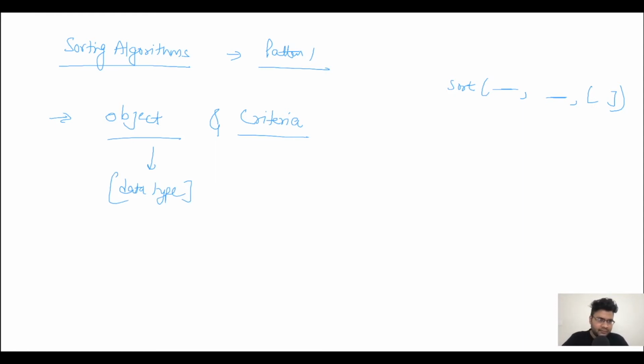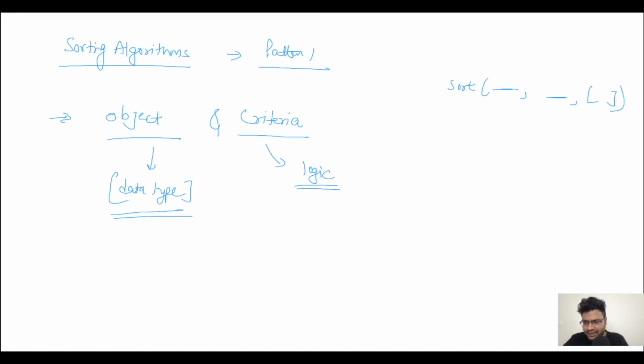So identification of the right object which I want to sort is very important in this particular pattern. Once we identify the object which I want to sort, I need to come up with the criteria. Criteria is just the logic which I'm going to use in order to sort my numbers. So in the last question, if you remember, we wanted to sort the elements on the basis of the frequency. That is the basis on which I want to sort my numbers.